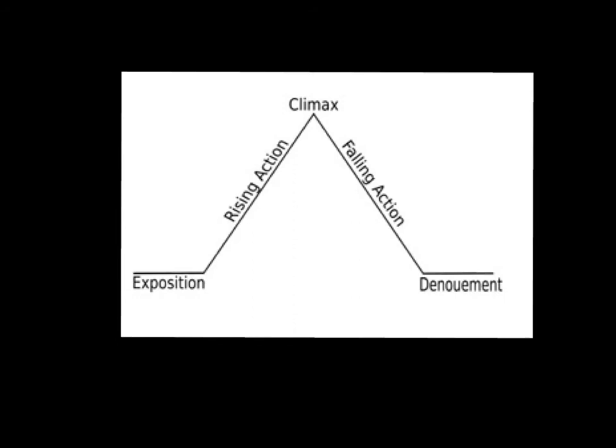So now you should be able to identify setting, protagonist, antagonist, 4 different types of conflict, and the 5 stages of plot development.